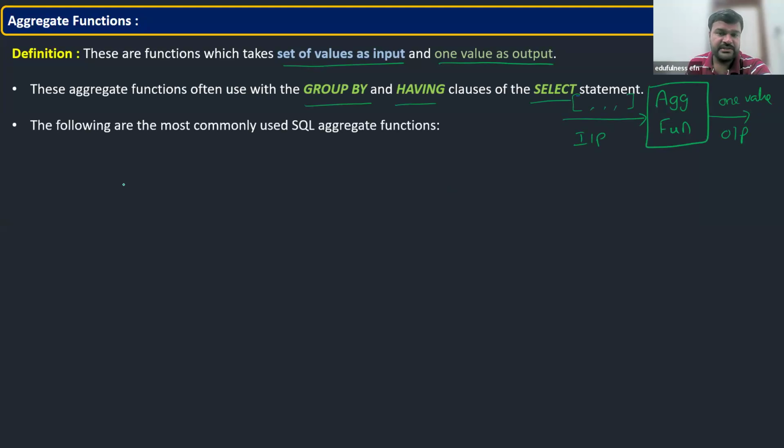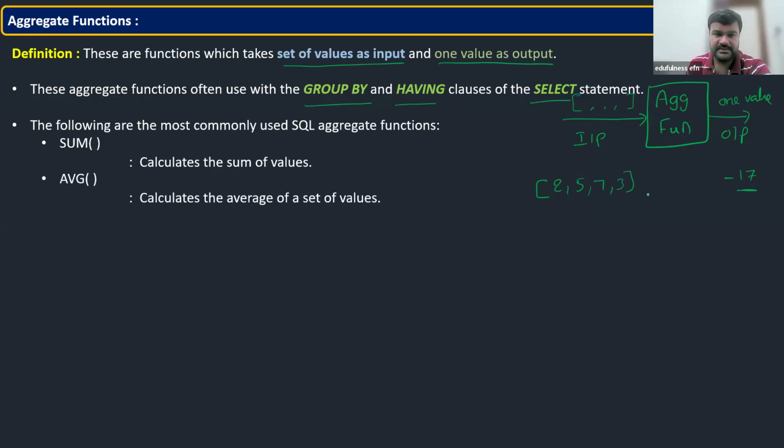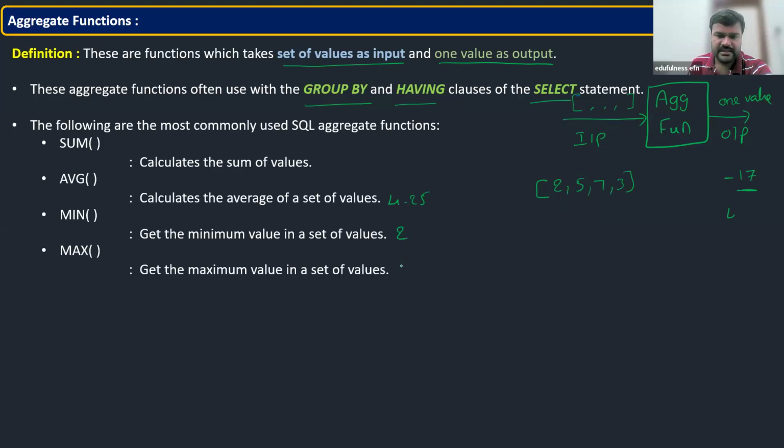Now you can see the most commonly used aggregate functions. If you see the sum function, what does sum mean? Whatever values you are passing, for example, I am passing 2, 5, 7, 3. The summation of all these input values is 17, so a single output will come. Like that, the average of these 4 is approximately 4.25. The minimum value is 2, the maximum value is 7, and the count of values is 4. These are the very frequently used aggregate functions.